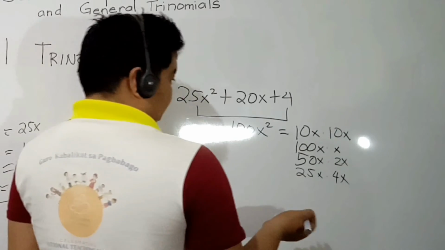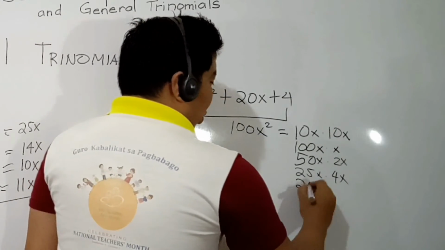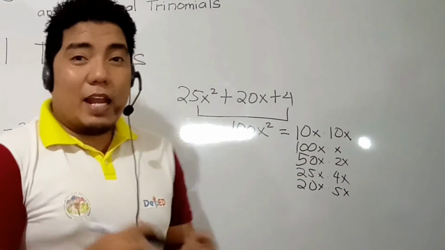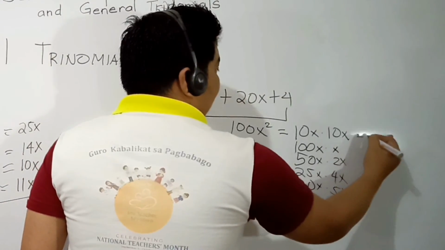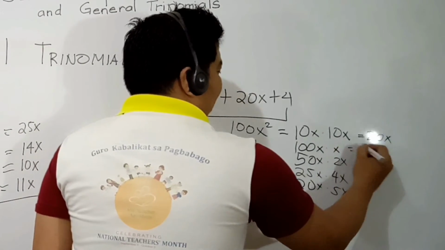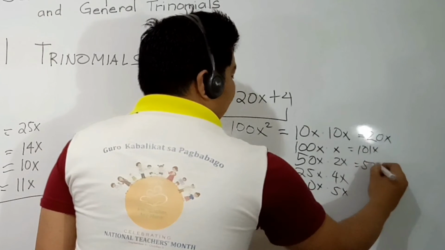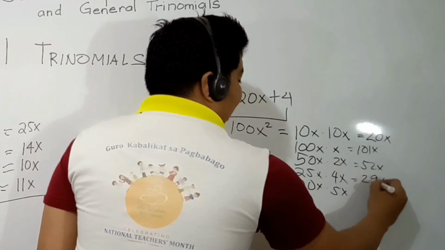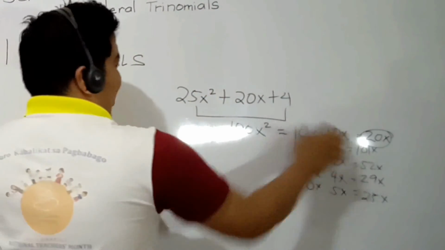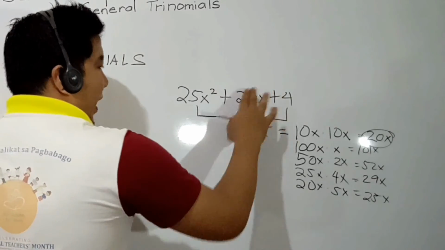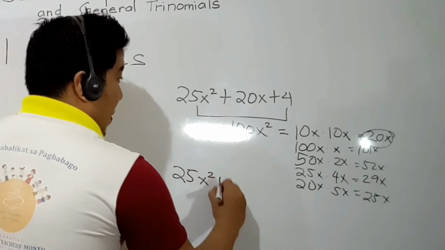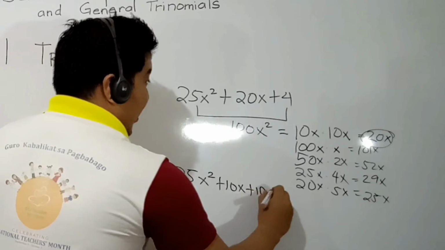Is there any more? And we have also 20x and 5x. Okay, so I think those are the factors. Now let's add the factors. This will become 20x. I already have the answer. Okay, for the sake of this one, we have 101x, 52x, 29x, and 25x. Okay, but this is our correct pair. So now I will replace 20x with 10x and 10x. 25x squared plus 10x plus 10x plus 4.